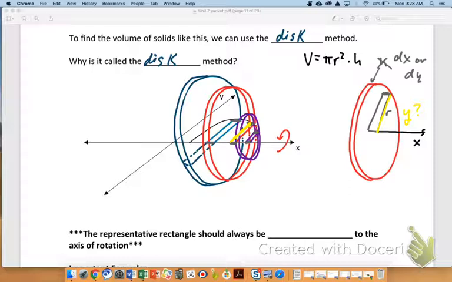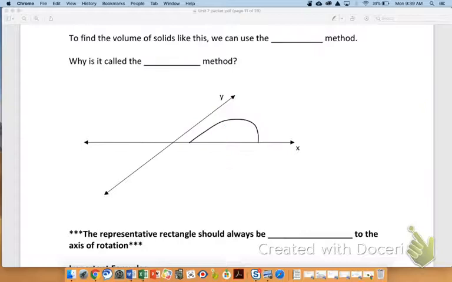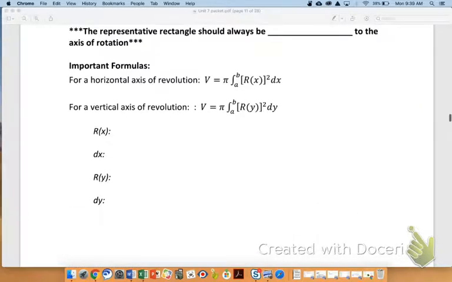Okay, so a couple of brief principles and then some formulas that you pretty much already know based on what we just did, and we'll do some examples. The representative rectangle should always have a particular relationship with the axis of rotation. Anybody have a guess?